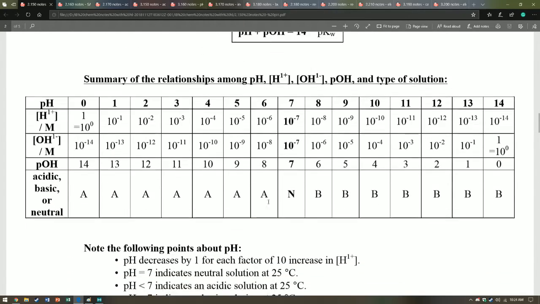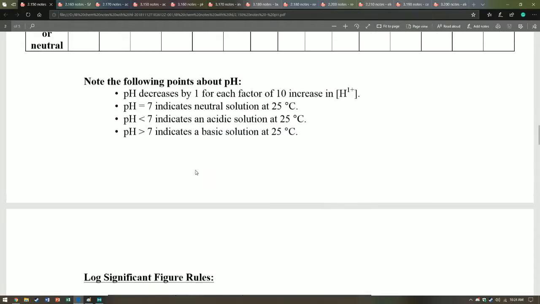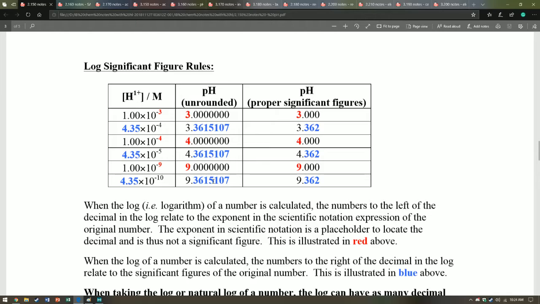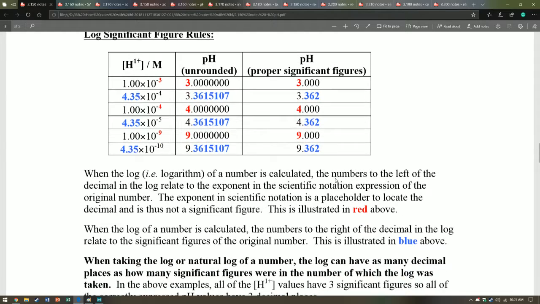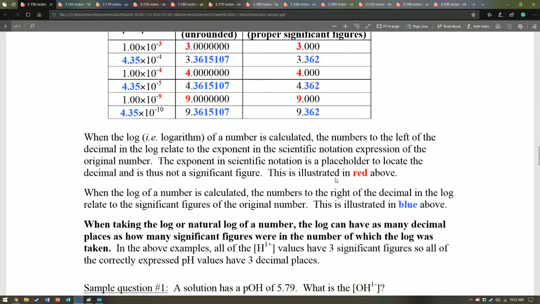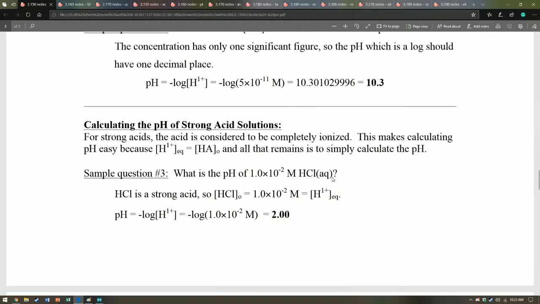Here's a little summary chart explaining everything we've done. Lastly, we go through log sig figs. Basically, for logarithms, any numbers after the decimal count for sig figs, more or less. So if you have 3 sig figs, you round it to 3 decimal places. If you have 2 sig figs, you round it to 2 decimal places, for your pH. I don't really have any special explanation for it, so there's that.